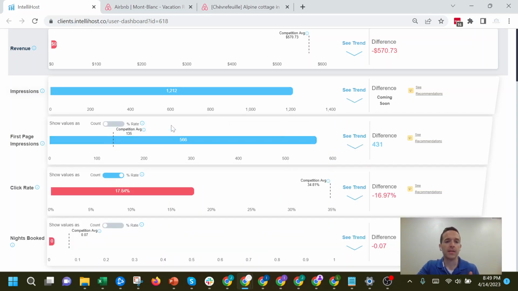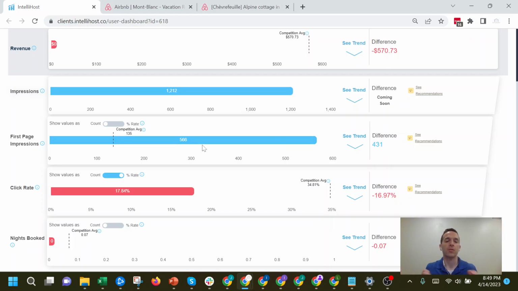The next thing that we go down to is first page impressions. Now, first page impressions is a lot like rank. It's determined by Airbnb's algorithm, and you can see that Eliane is doing very, very well here. She has 566 first page impressions over the last 7 days compared to her competition's 135 impressions.